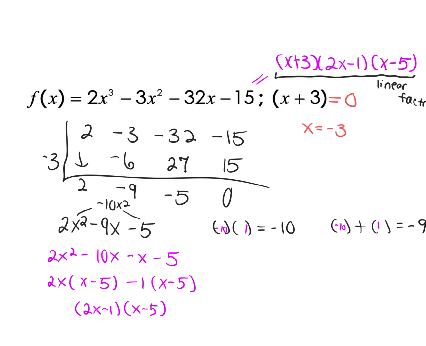And then we set them each equal to 0. X plus 3 equals 0, x is negative 3. 2x minus 1 equals 0, x is 1/2. X minus 5 equals 0, x is 5.